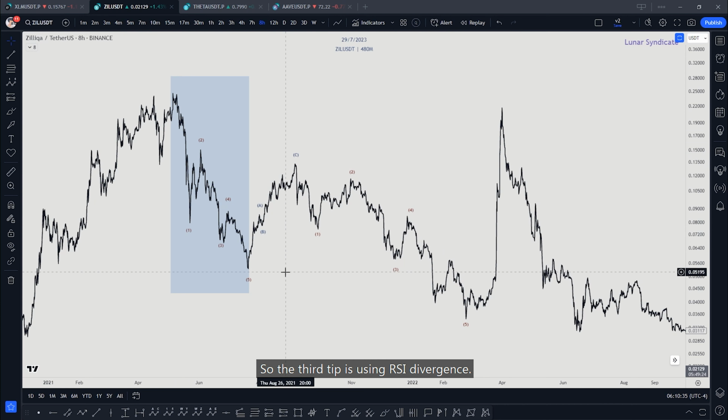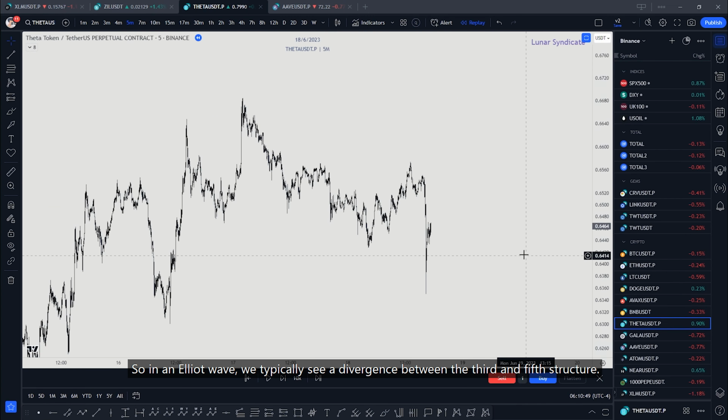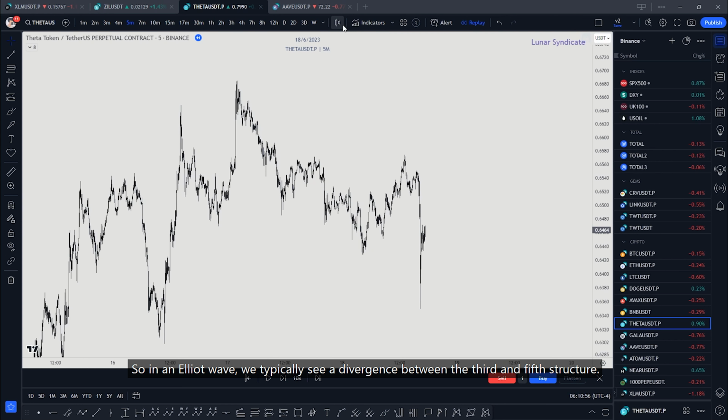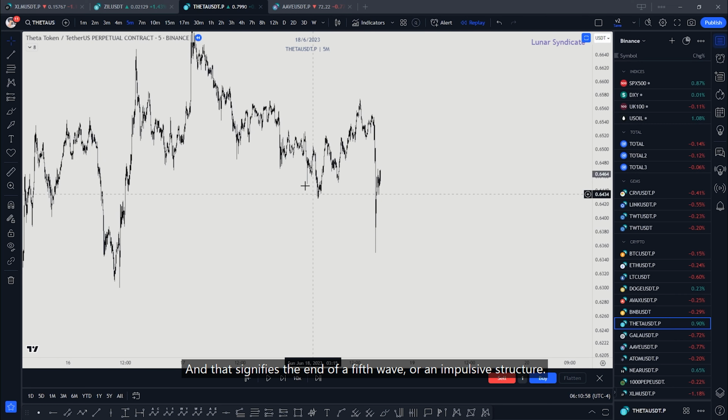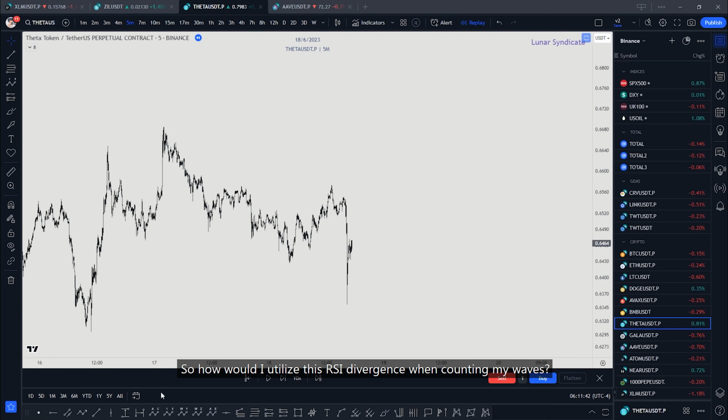So the third tip is using RSI divergence. In Elliott wave, we typically see divergence between the third and fifth structure, and that signifies the end of a fifth wave or an impulsive structure. So how would I utilize this RSI divergence when counting my waves? One may see the structure and try to count it all together.